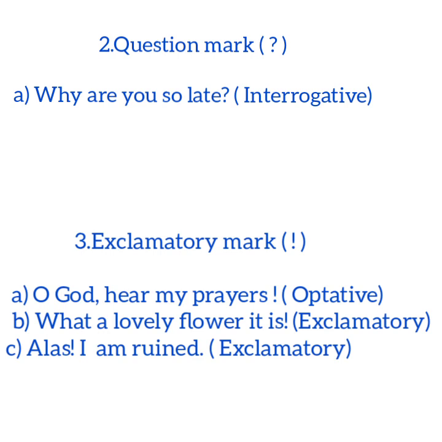Thirdly, we'll learn how to use exclamatory mark through the following examples. Example A, oh God, hear my prayers! This is an optative sentence. This is a prayer. We have to use an exclamatory mark at the end of an optative sentence. Example B, what a lovely flower it is! This is an exclamatory sentence. We have to use an exclamatory mark again at the end of the sentence.